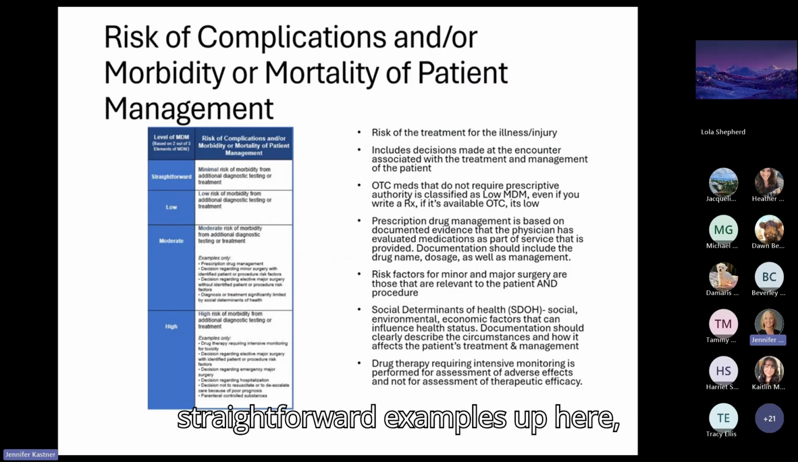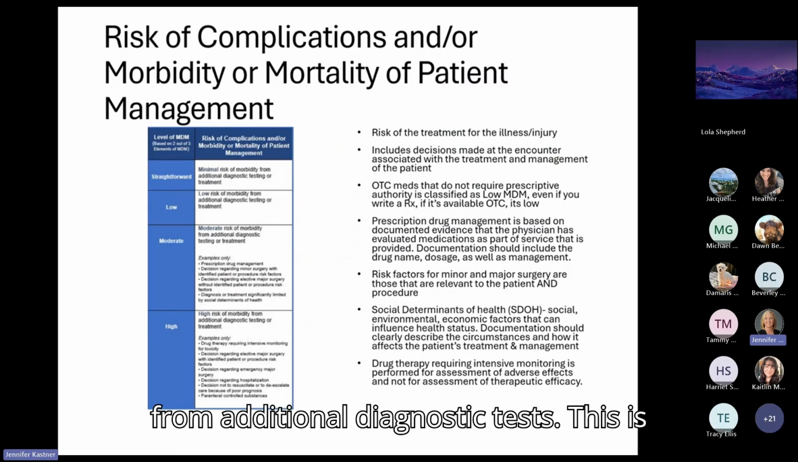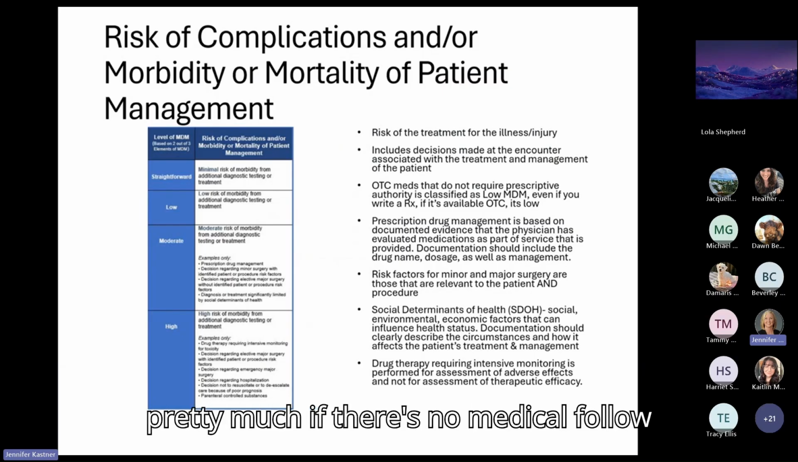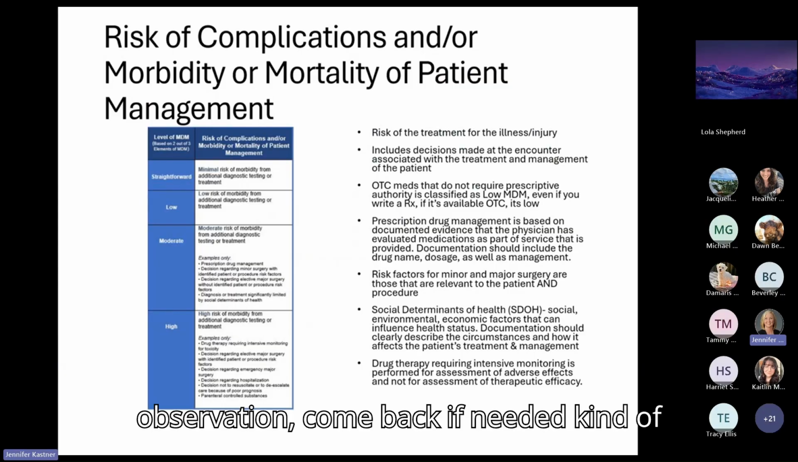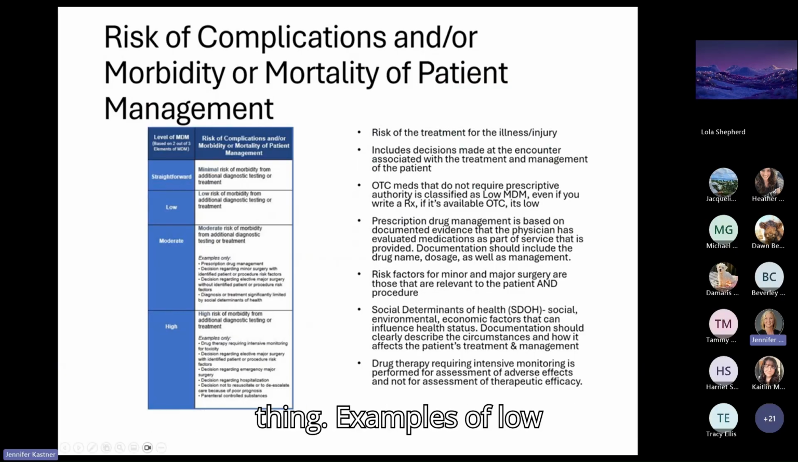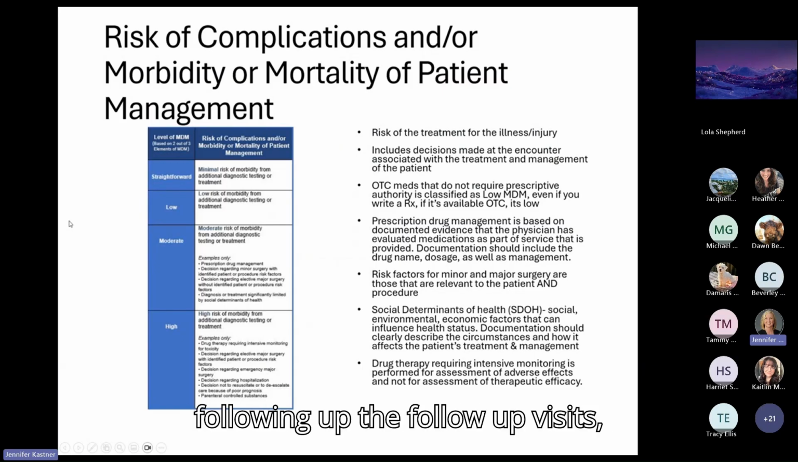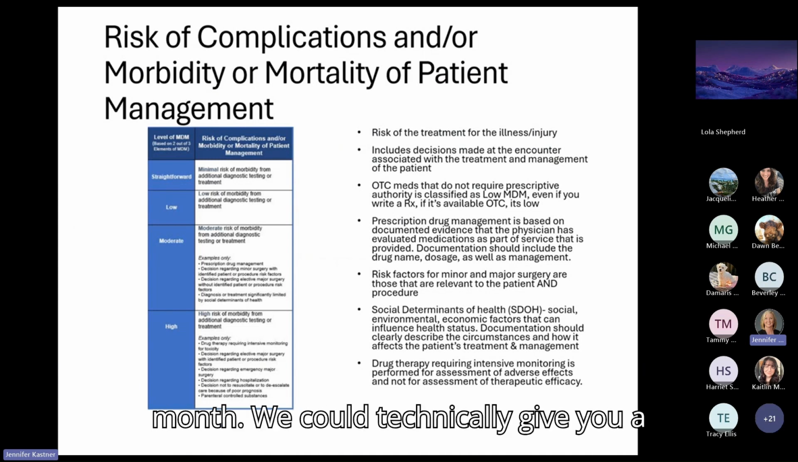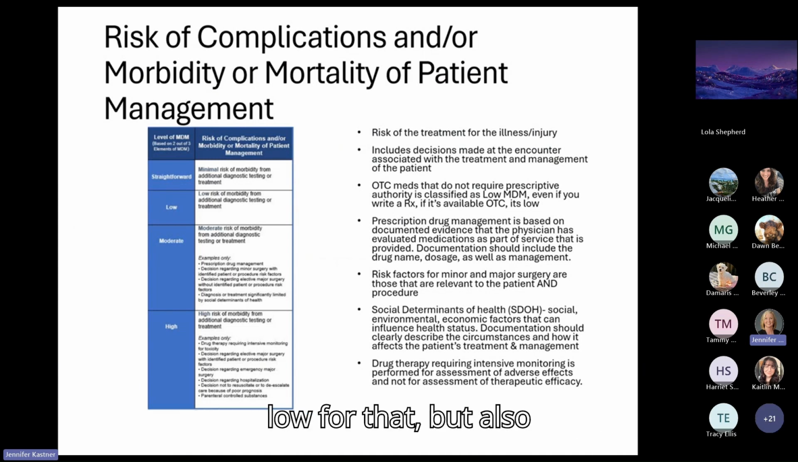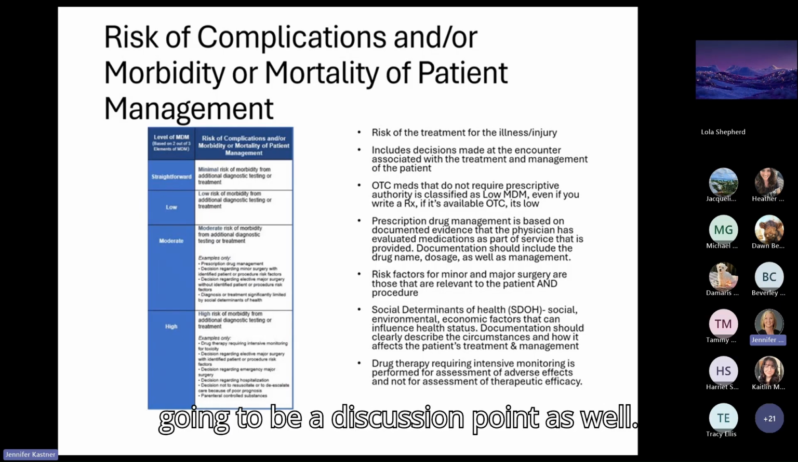So straightforward examples up here: minimal risk or morbidity from additional diagnostic tests. This is pretty much if there's no medical follow-up needed, or just observation, come back if needed kind of thing. Examples of low medical decision making include referrals, additional tests, and follow-up visits, like come back in 3 months or 1 month. We could technically give you a low for that. But also over-the-counter medications, and this is going to be a discussion point as well.